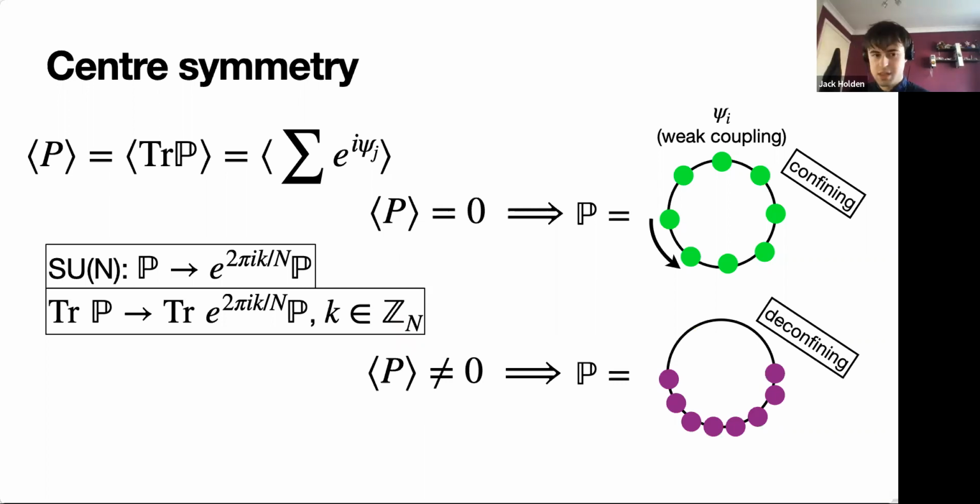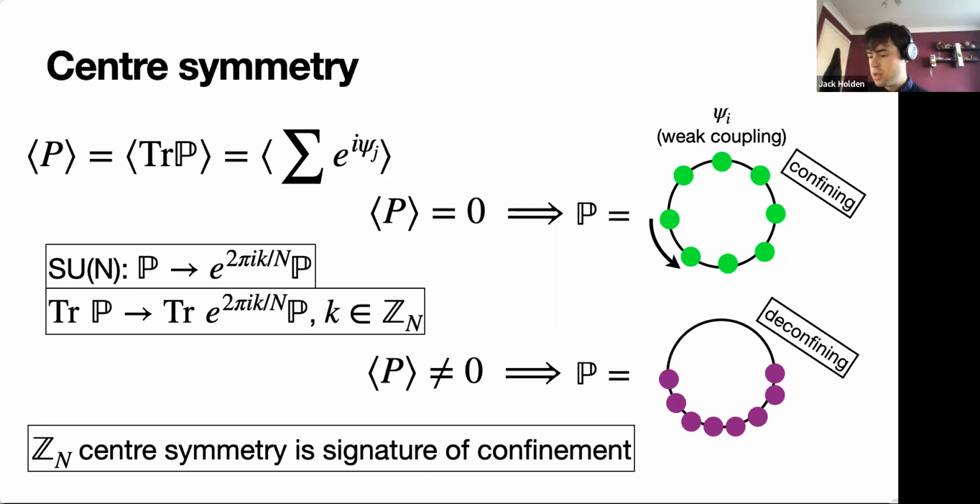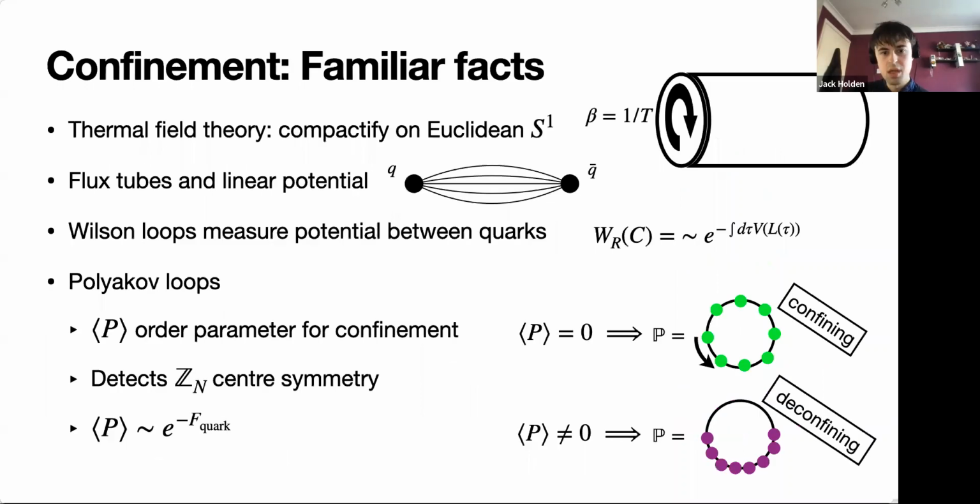In the deconfined phase, there's no such symmetry of the holonomy, and the Polyakov loop transforms non-trivially under the center of the gauge group, as can be seen if you try to shift these eigenvalues. So our conclusion is that the Zn center symmetry is a signature of confinement, and the Polyakov loop measures it. This will all be useful to us when we go on to speak about partial confinement.